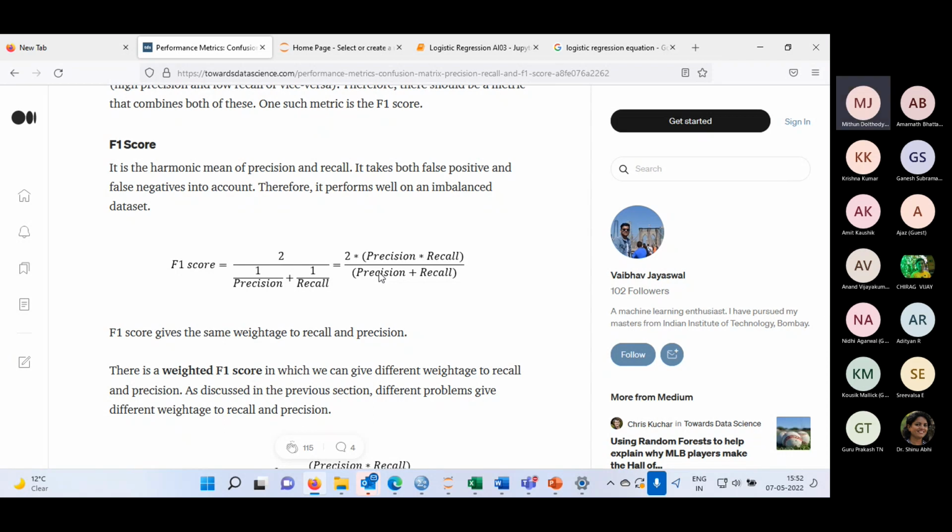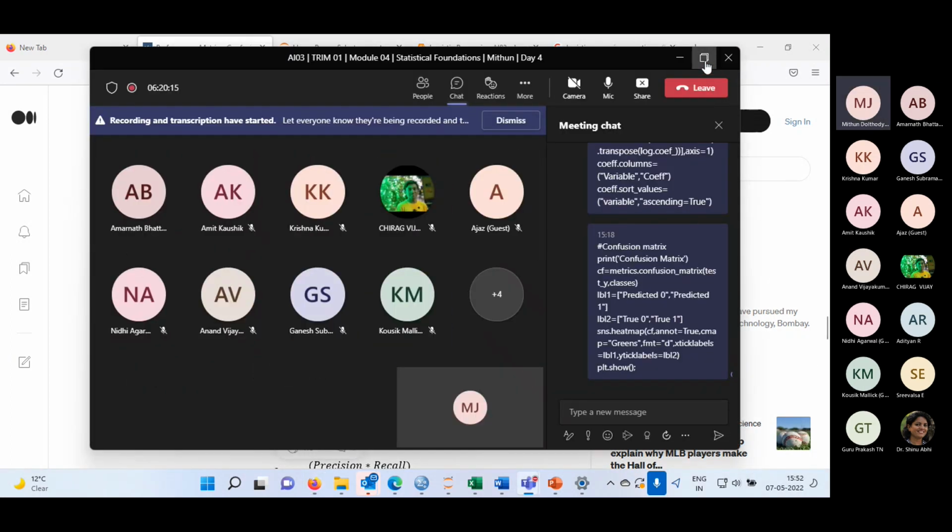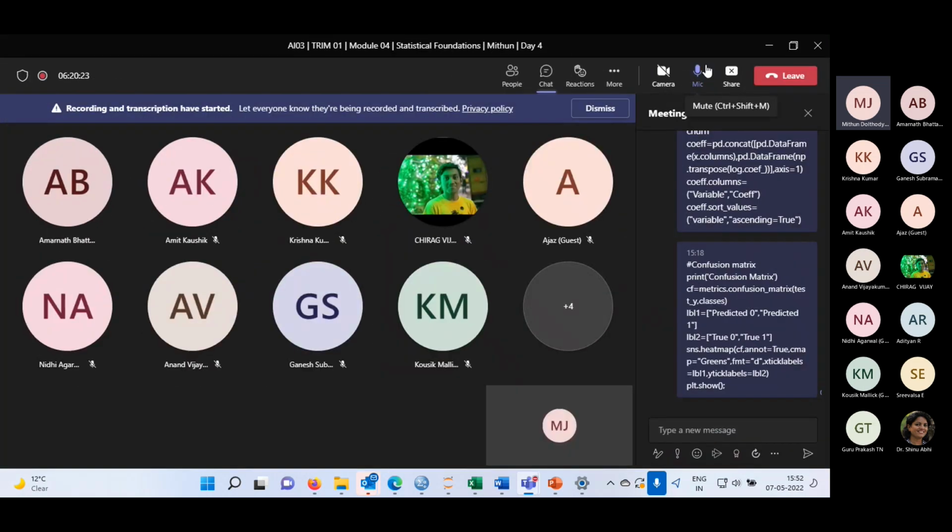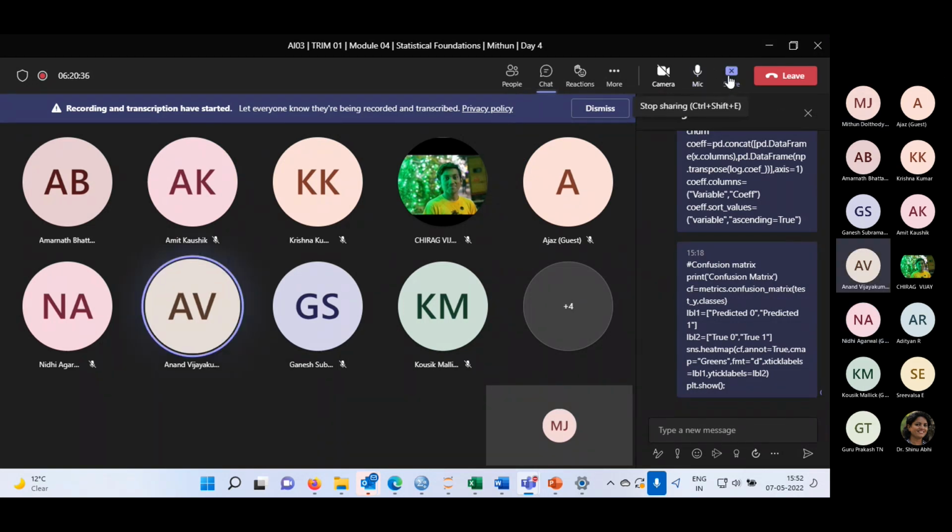Is this okay, guys? Are you able to understand? Overall confusion matrix, any confusion? Ganesh, are you able to follow this? I can follow, sir. Yes, Nidhi. Ajaz, are you able to understand what we're talking about? Yeah, I'm catching up. Amit, Krishna, Anand, yes. Okay, shall we break for tea and come back? Sure, sir. Yes, please.